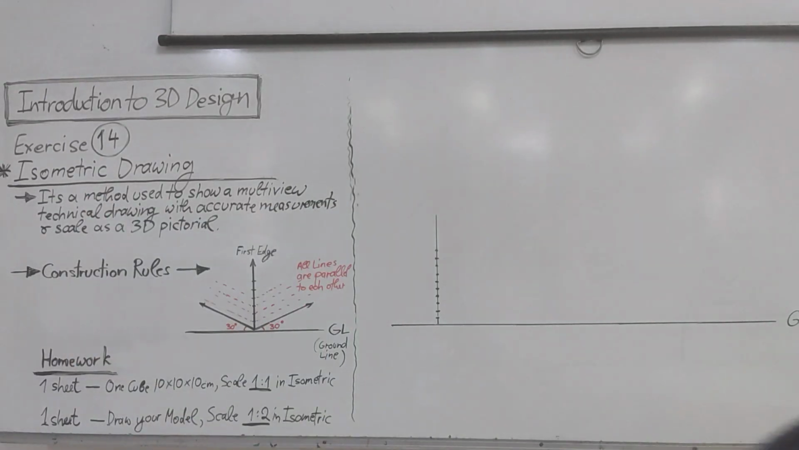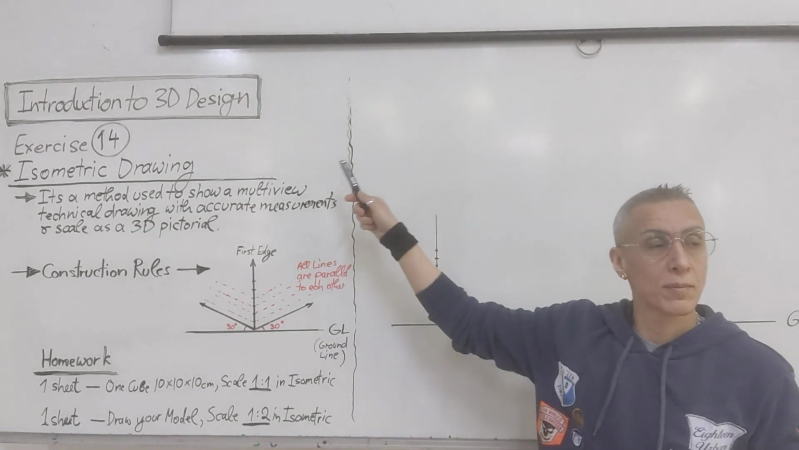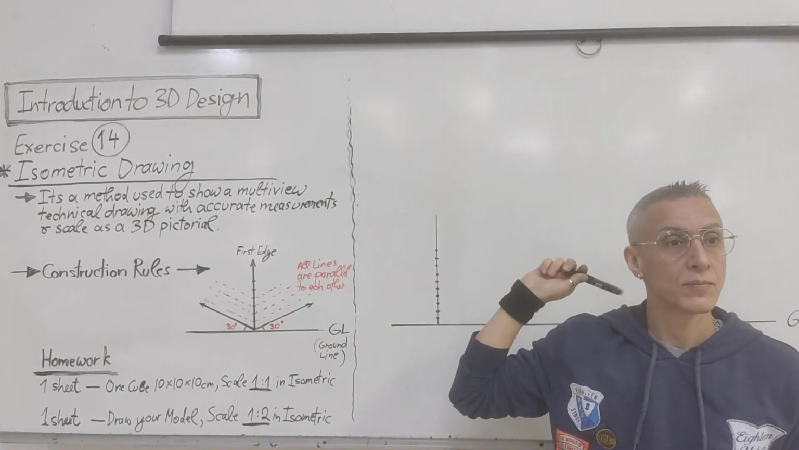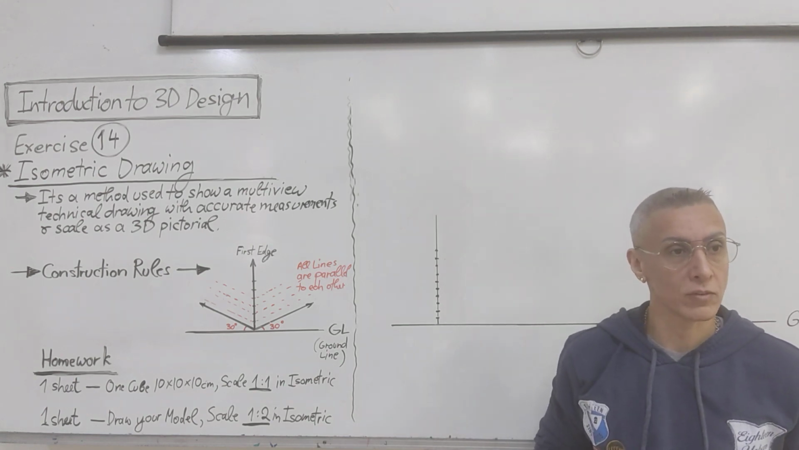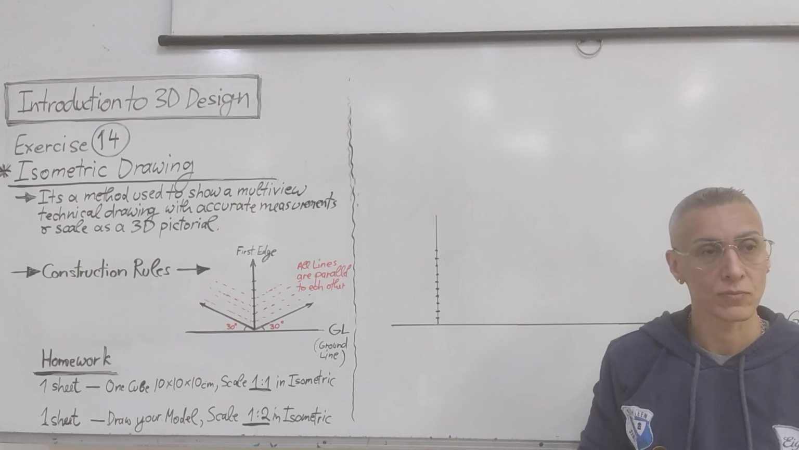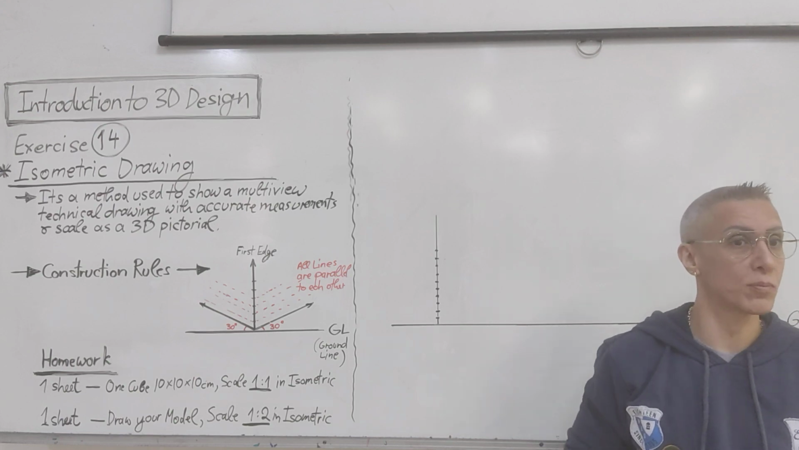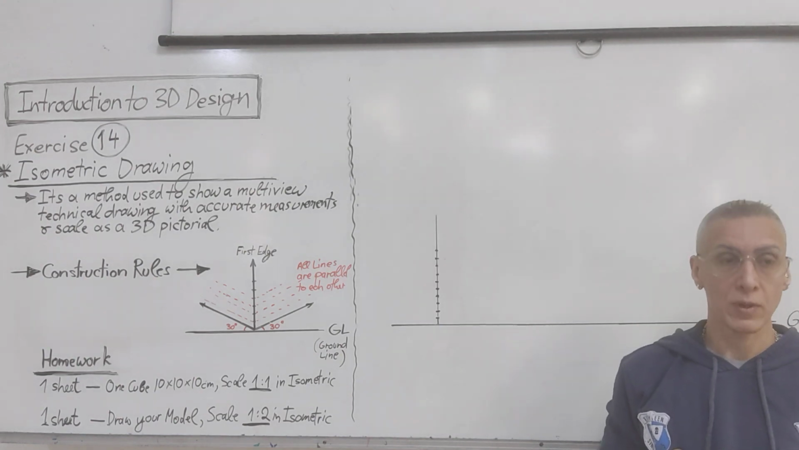Today we have exercise 14. We will talk about isometric drawing. Now, last class we talked about what? A type of pictorial drawing, the oblique drawing. Please stop talking, okay? So we talked about the oblique type of drawing.